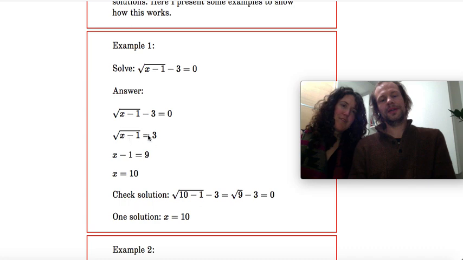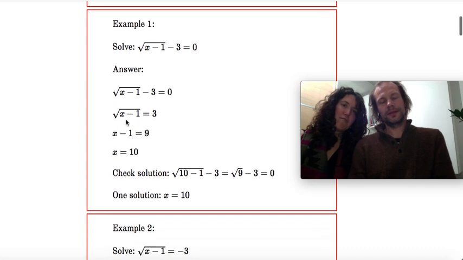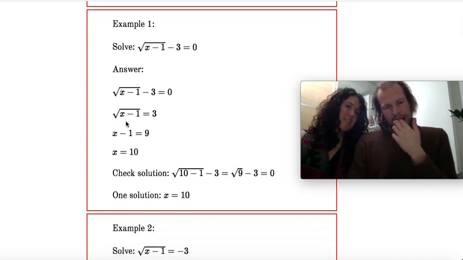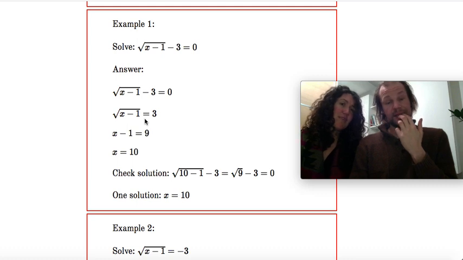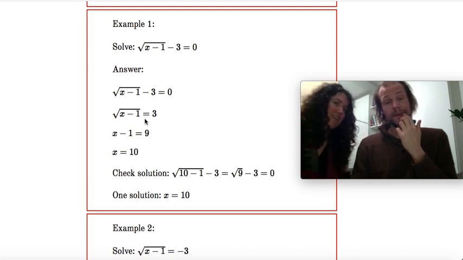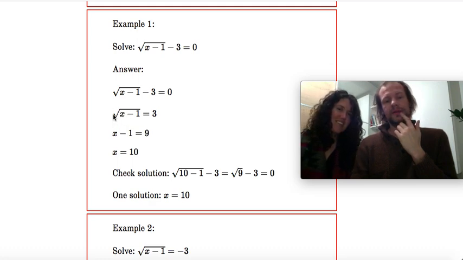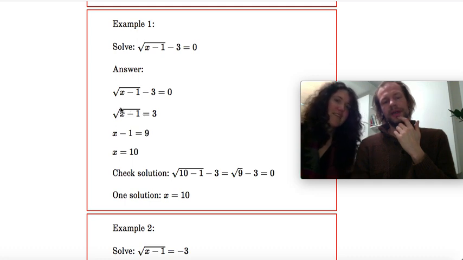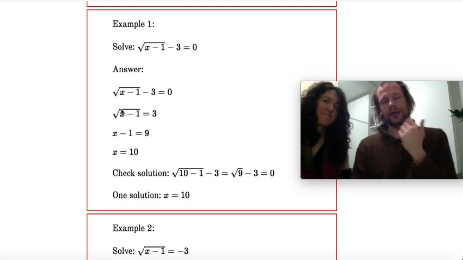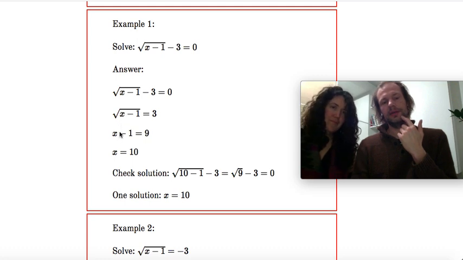And now you can take the square. So the square root of 9 is 3, I suppose. Yes, because 3 times 3 is 9. So the square root of x minus 1 is 3. If you want to eliminate the square root sign, you just take the square on both sides. Then it's gone. It's 3 and it's 9.